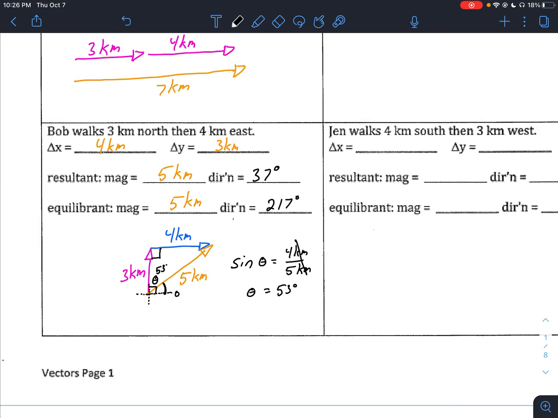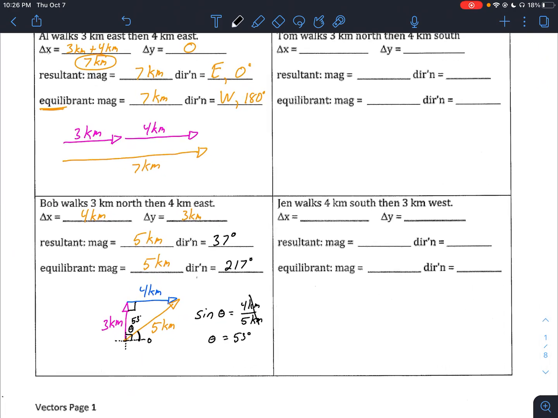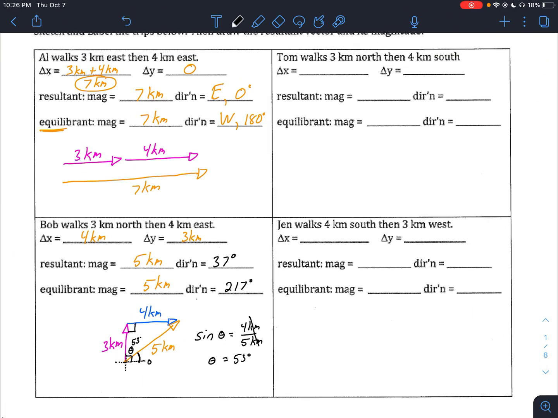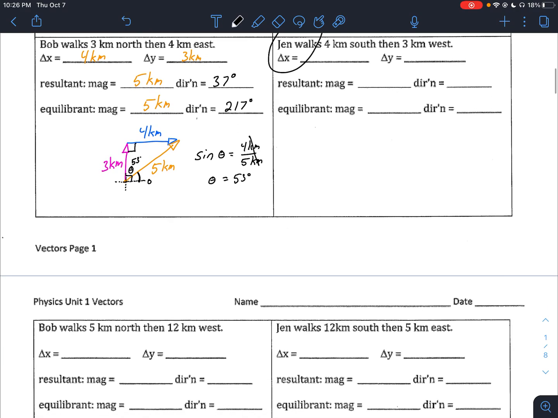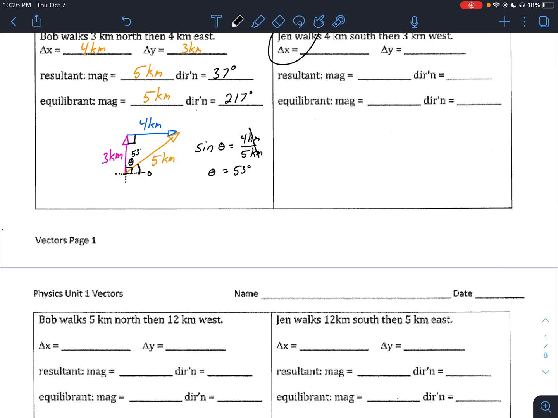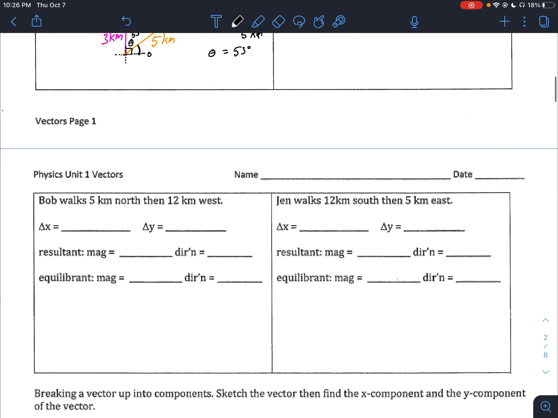All right, so at this point in the video, you're going to go and walk with Tom, walk with Jen, and then check your answers in Schoology. And if all is well, you're going to go walk with Bob and Jen again. So feel free to pause, complete those problems, and then resume for the next section.